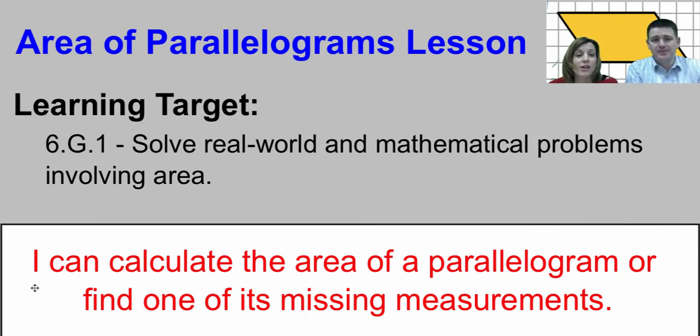So our target is 6G1, solving real-world and mathematical problems involving area. You're going to see that standard over and over again the next couple of days. And then the I can statement today is: calculate the area of a parallelogram or find one of its missing measurements, working backwards.